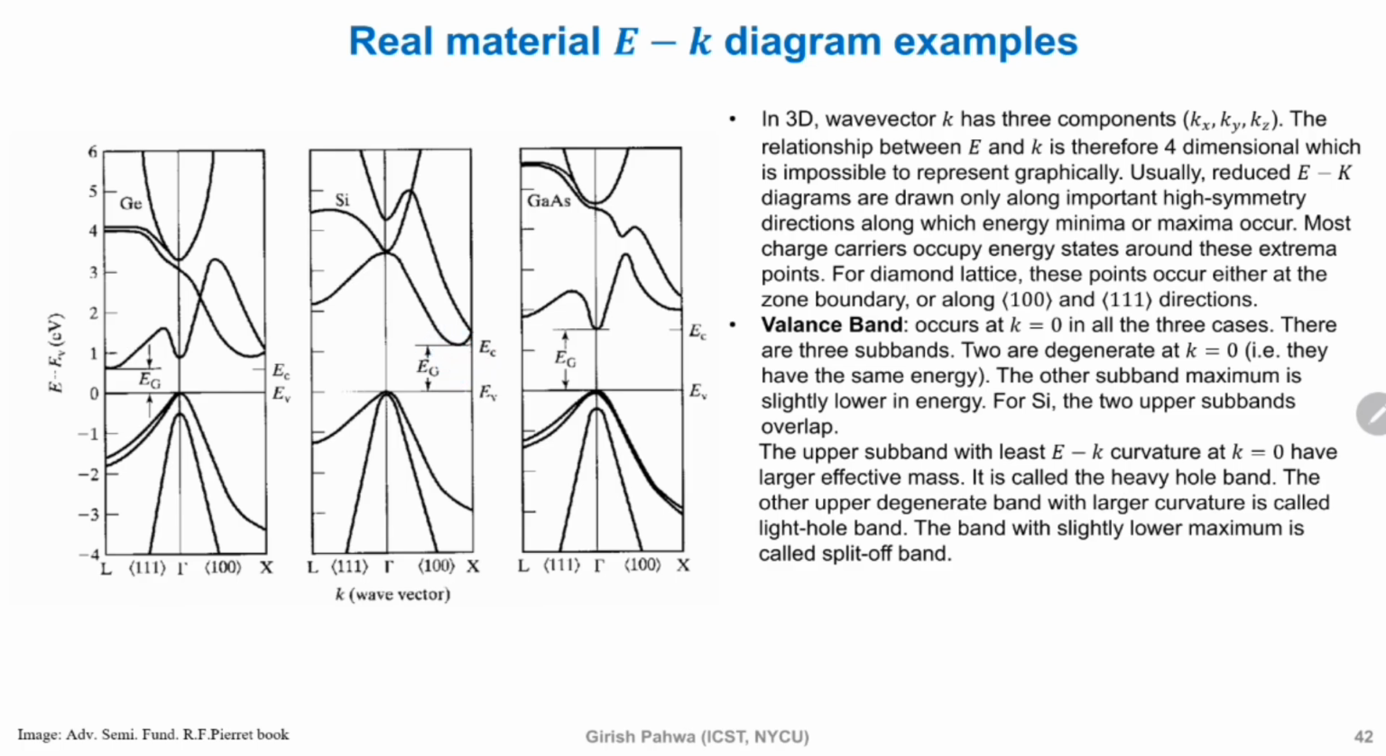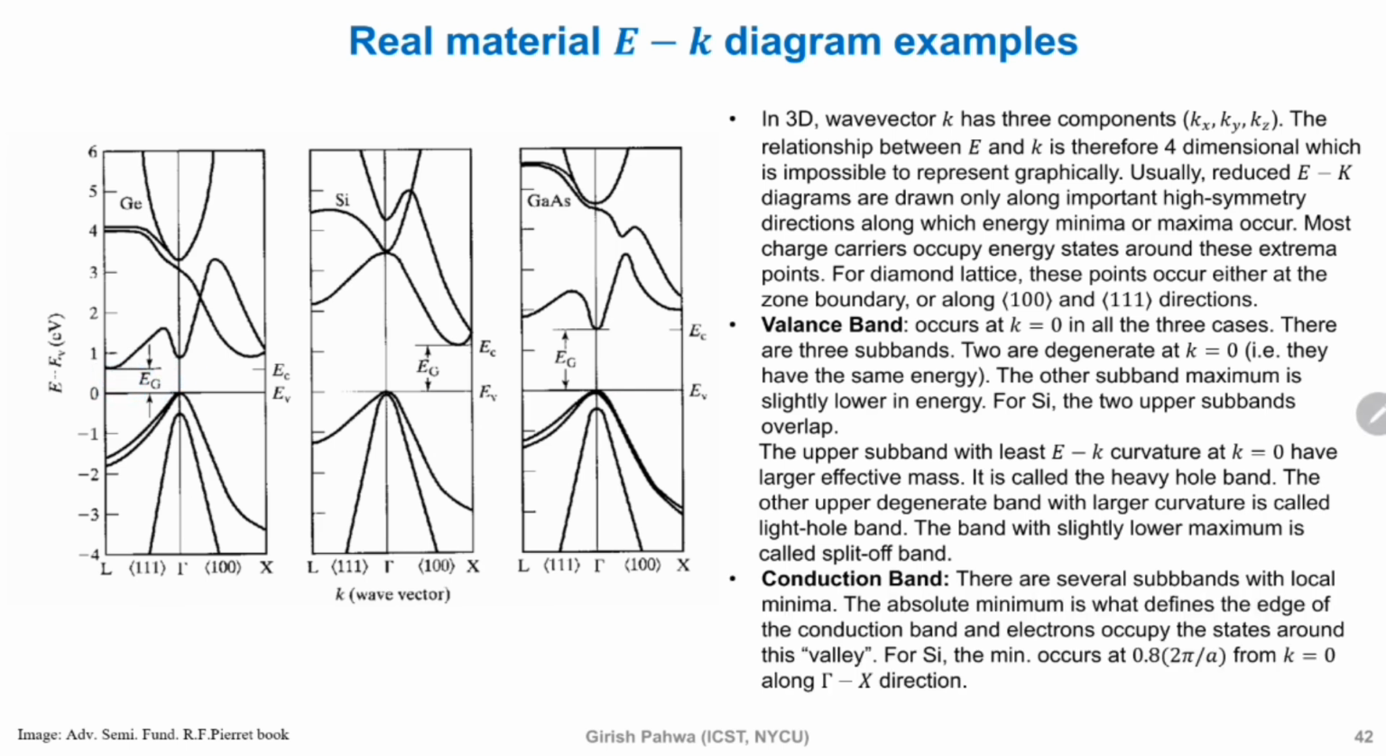Now let's talk about the conduction band. For the conduction band, you can have again several such energies, several such minima, but the minimum point is going to be your conduction band. And unlike the valence band, you don't have these sub bands here.